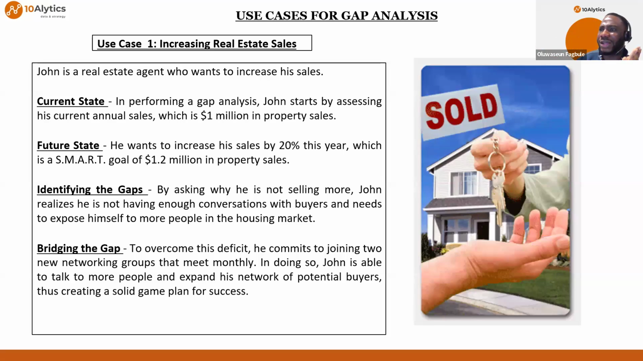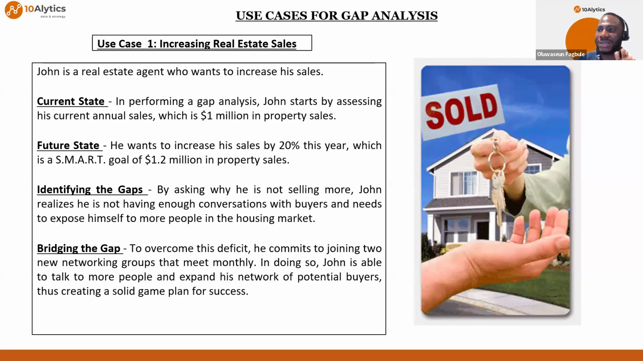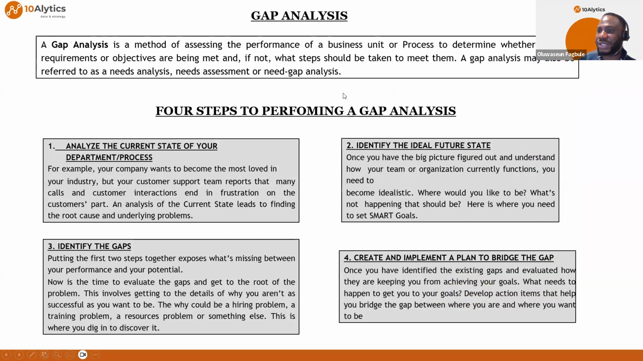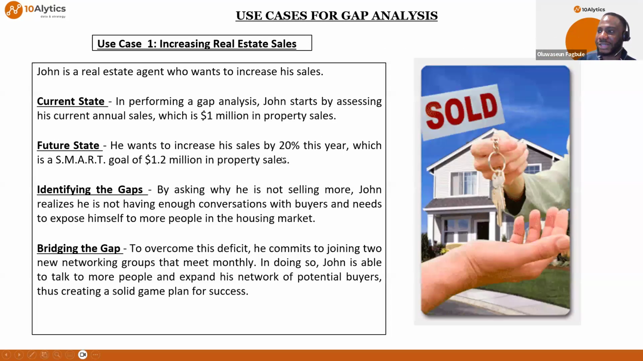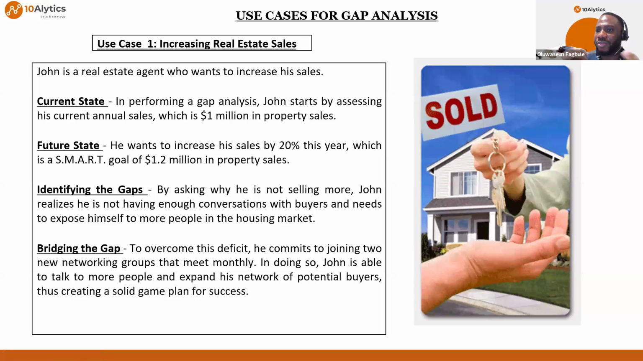So the use case we'll be looking at today for real estate is increasing real estate sales. So we have John. John is a real estate agent who wants to increase his sales, right? In doing that, John analyzes his current state. We're going to follow these 4 steps that we talked about here in analyzing this. John looks at his current state and performs a gap analysis. John starts by assessing his current annual sales, which is $1 million in property sales. So currently, John is making $1 million in property sales.